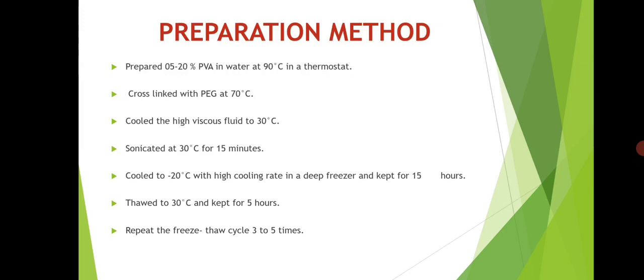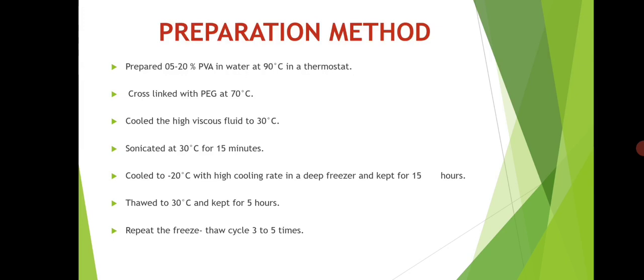Next, we move on to the preparation methods. Prepare 5 to 20 percent of PVA in water at 90 degrees Celsius in a thermostat. Cross-link with the PEG at 70 degrees Celsius. Cool the highly viscous fluid to 30 degrees Celsius. Sonicate at 30 degrees Celsius for 15 minutes.